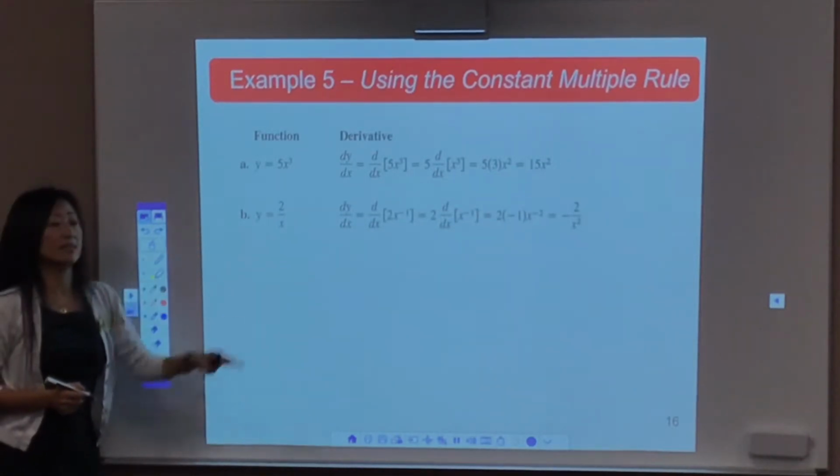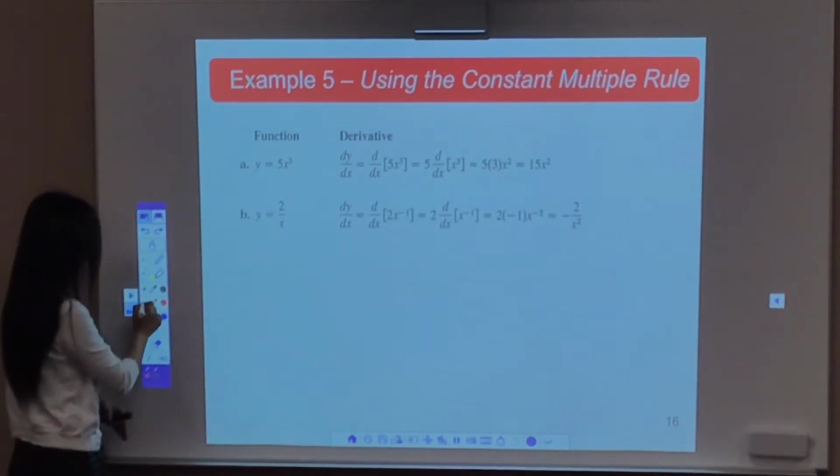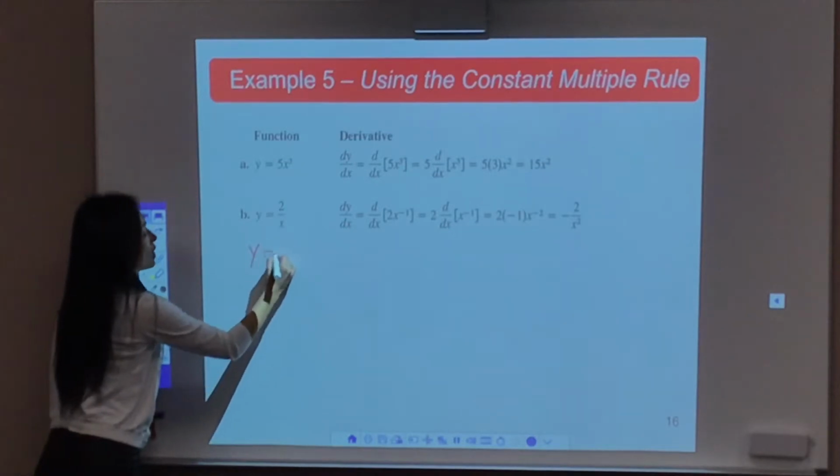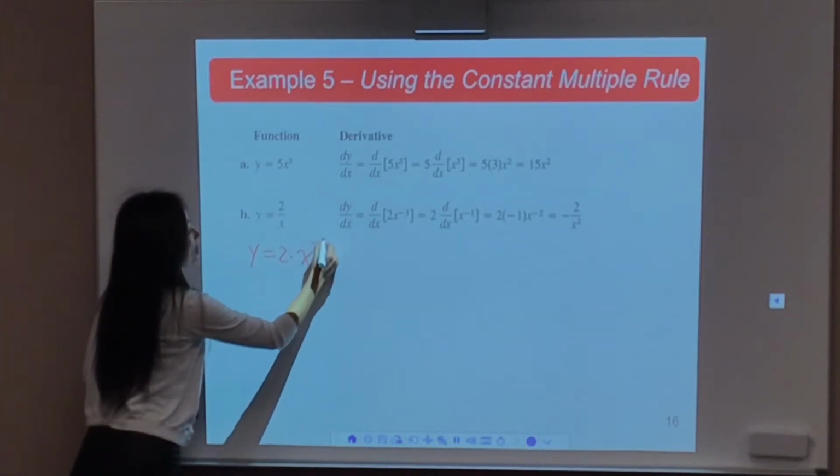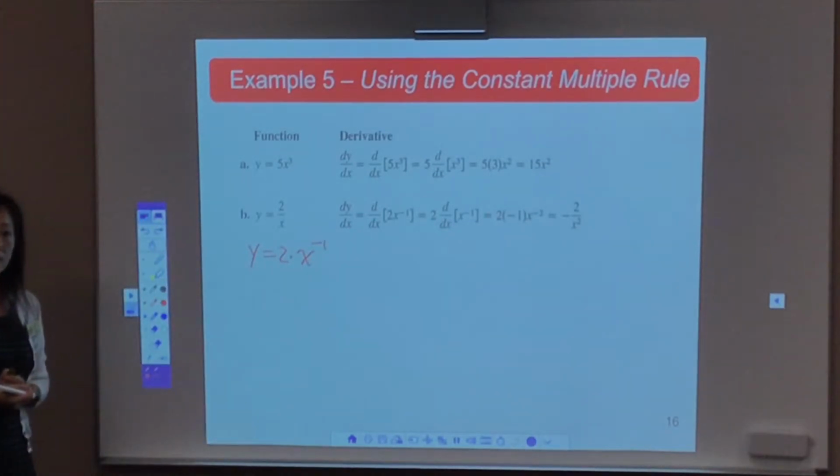All right, I have this. The first thing first, what do I need to do? Rewrite this problem, right? 2 times what? x to the negative 1. Is everybody with me? Okay.